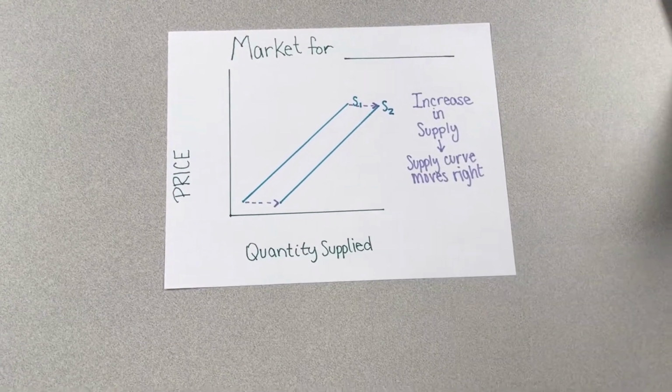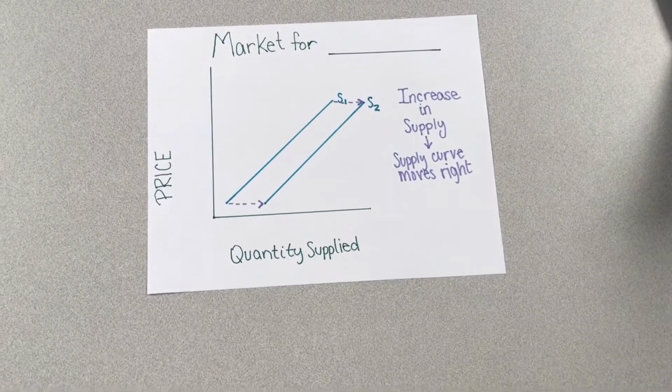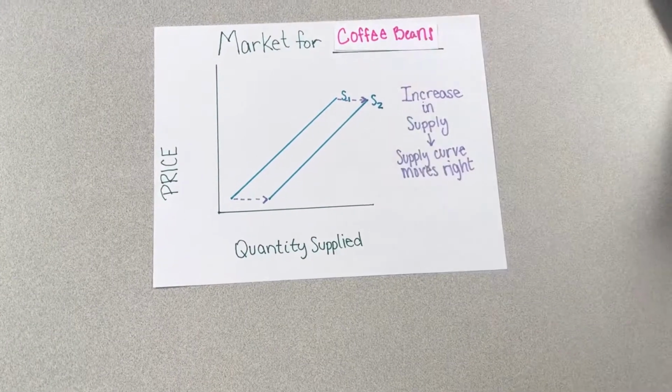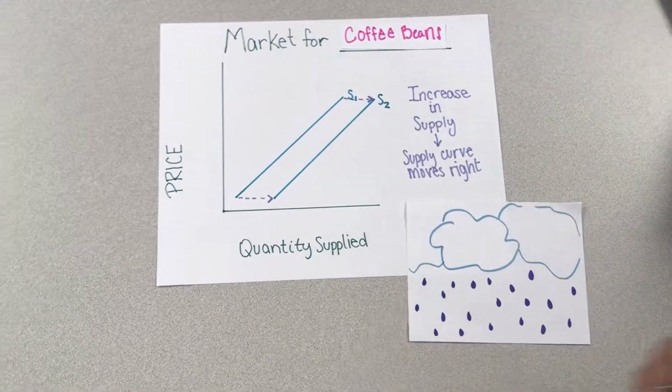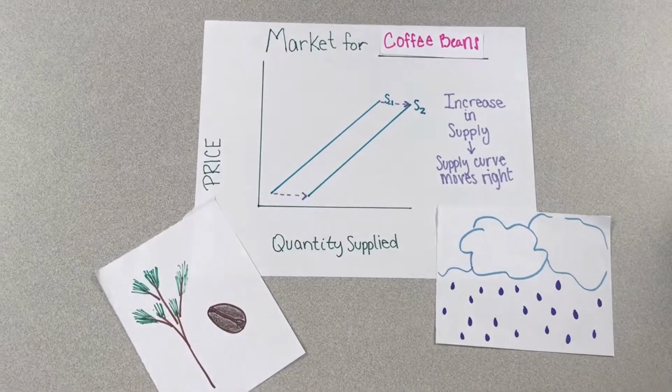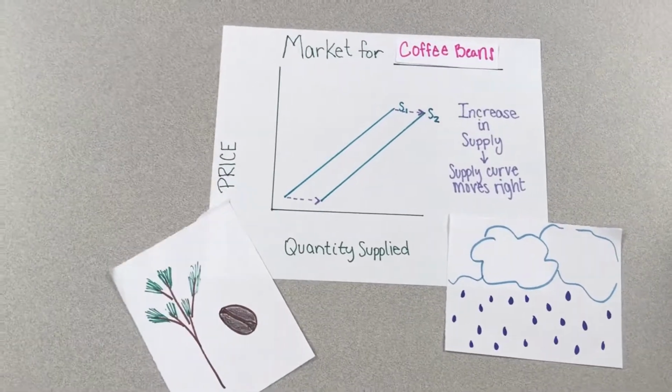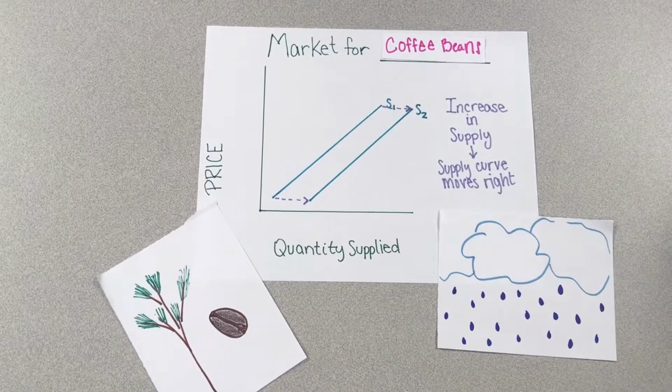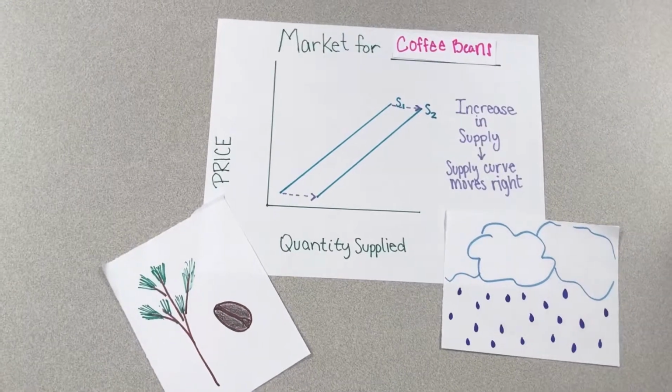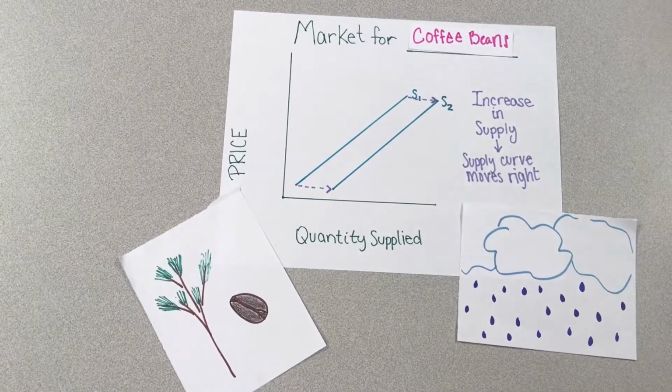The final non-price determinant is favorable natural events. For example, there is a huge rainstorm and I am a coffee bean grower. The rain will allow for my coffee beans to grow faster and allow me to supply more. Favorable natural events are helpful and allow for more to be produced and supplied, meaning the producers will make more of a profit.